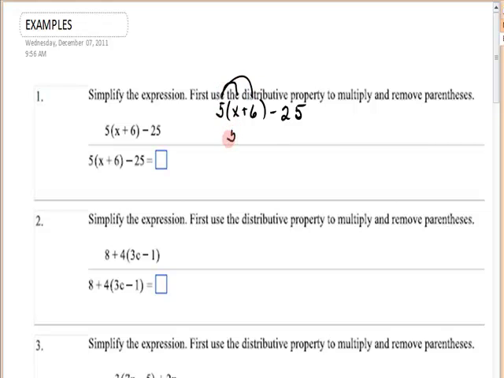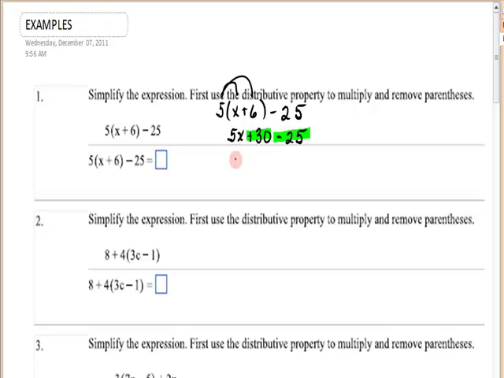5 times x is 5x. 5 times positive 6 is positive 30. And I have a minus 25 that was not in the parentheses, so I did not distribute to it. Step 2. Of these 3 terms, are any of them alike? And I hope you see yes, that the 30 and the negative 25 are both constants.